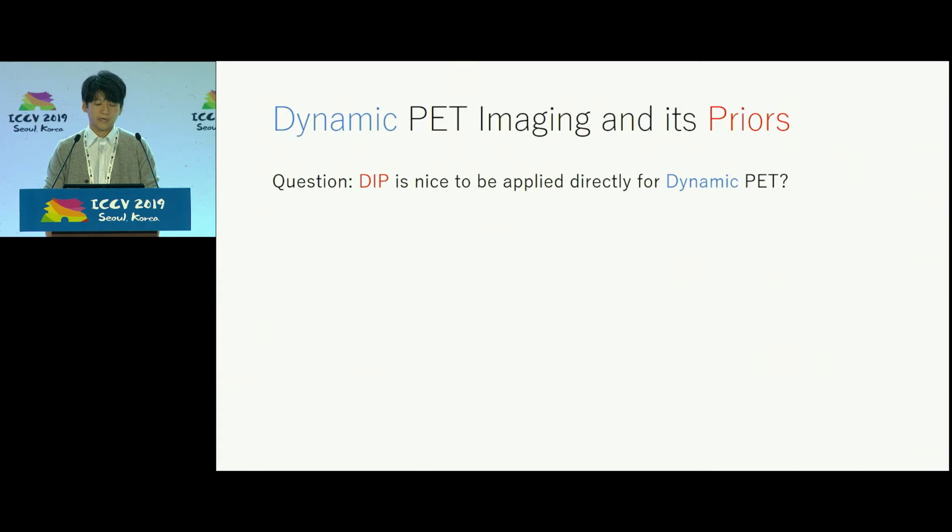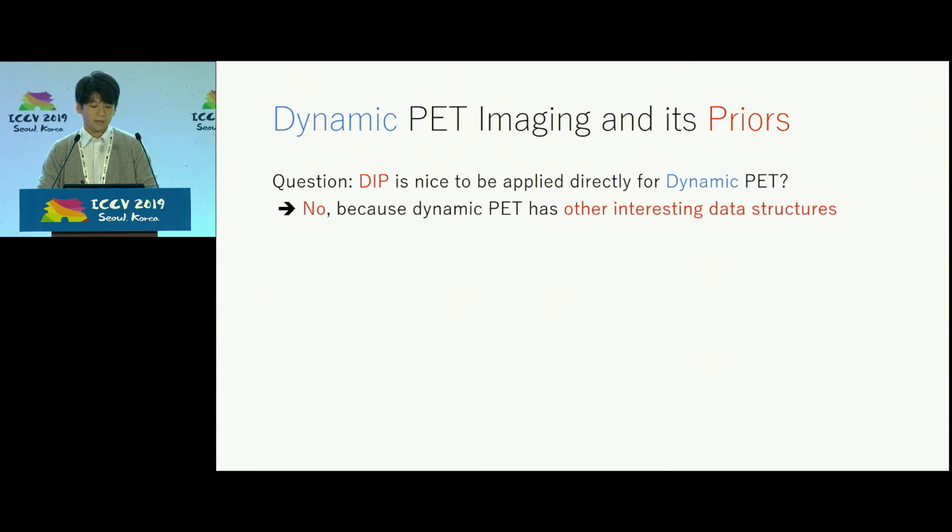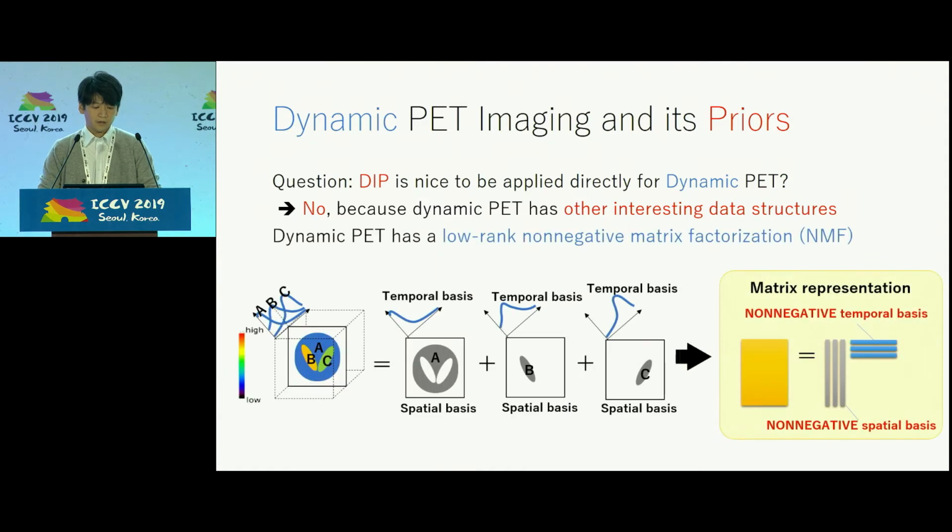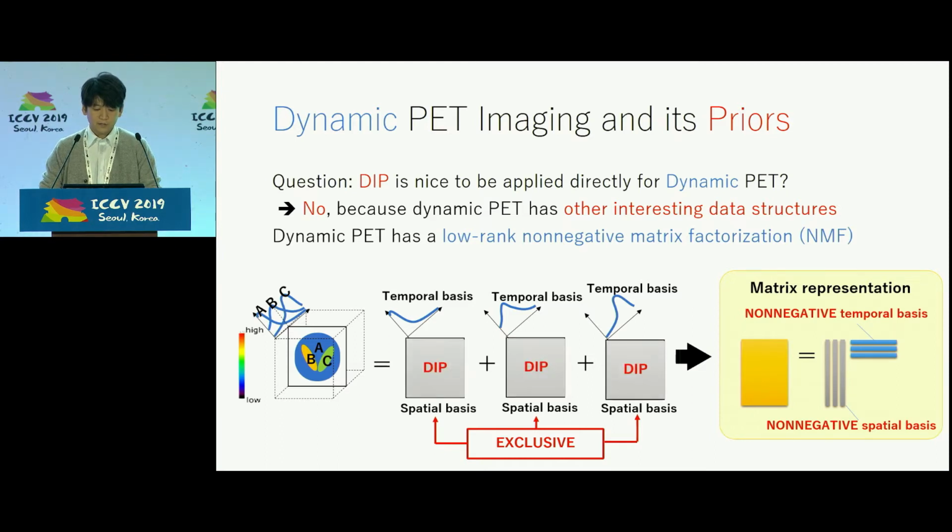The question here is whether DIP is nice to be applied directly to dynamic PET. The answer is no, because dynamic PET has other interesting data structures. In this study, we assume dynamic PET has a low-rank non-negative matrix factorization. In NMF formulation, the PET matrix is decomposed into non-negative spatial bases and non-negative temporal bases. And we assume that each spatial basis has exclusive relationships with each other, and each spatial basis is generated by deep image prior. Finally, we assume temporal bases should be smooth.